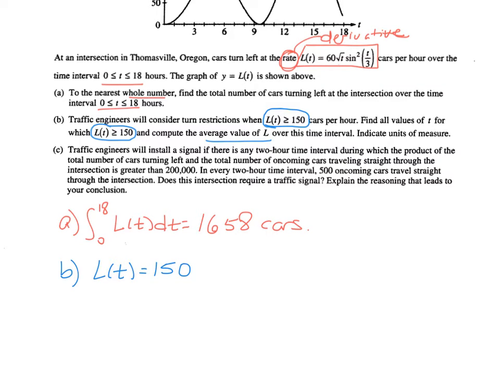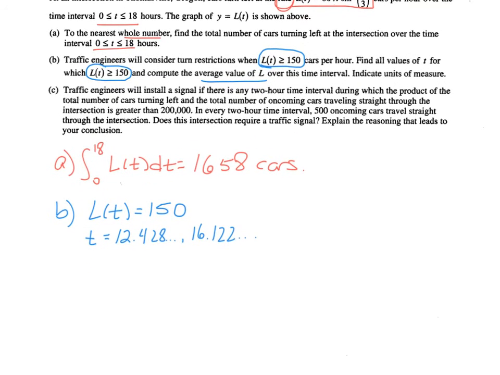Now to solve that equation, again, you are using your calculator. And you should get 12.428 and 16.122. So that means that L of t is greater than or equal to 150 on this interval. Next part of the question, find all values of t. Oh, wait, we did that part. Now we want to compute the average value of L on this interval.